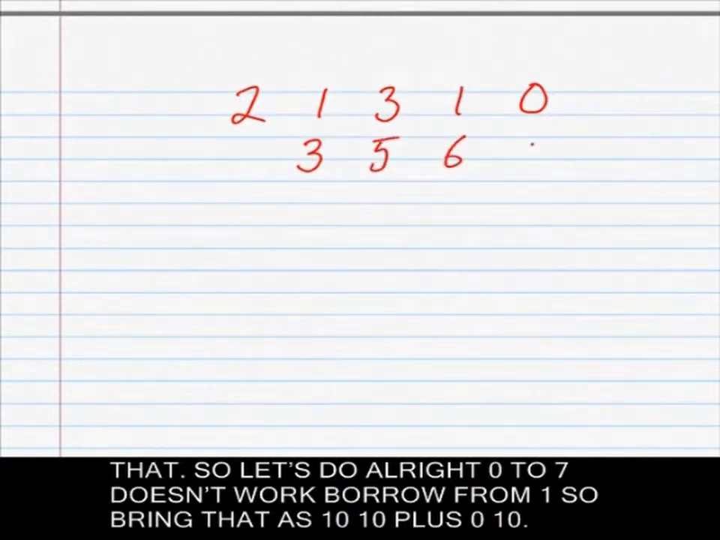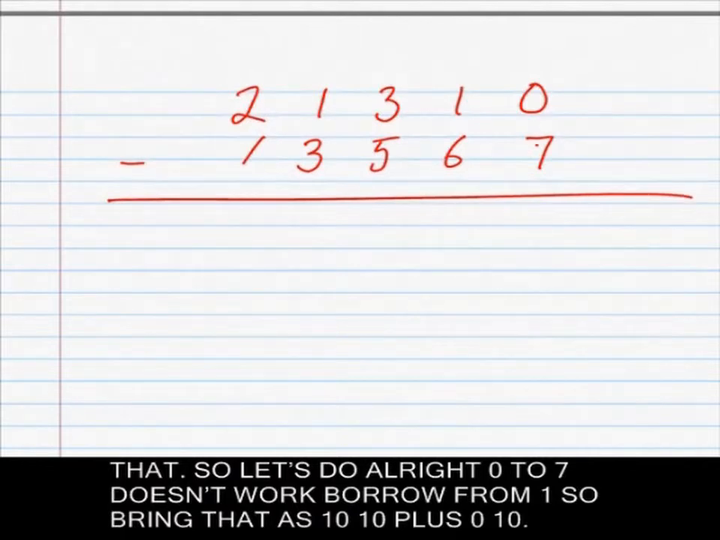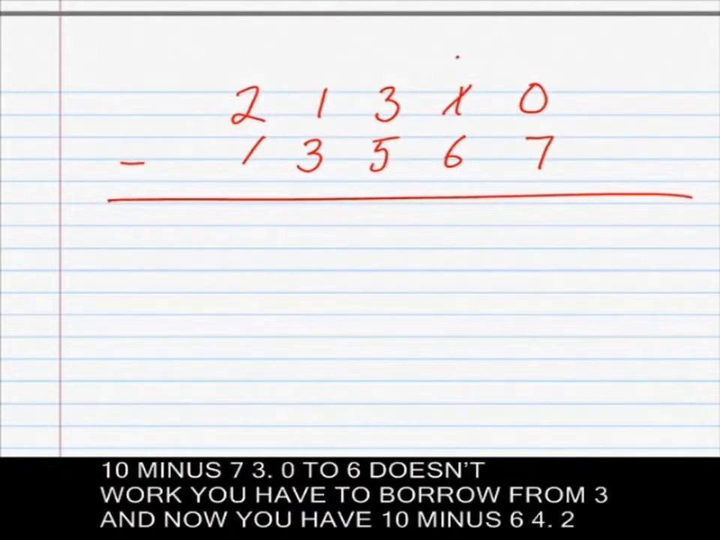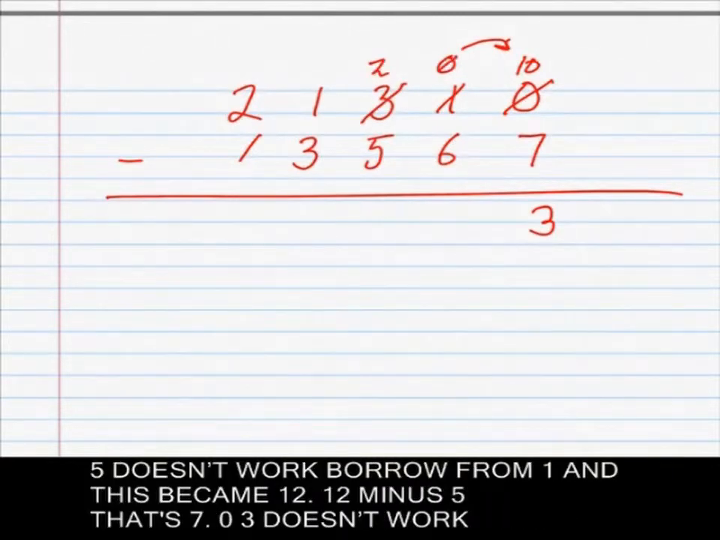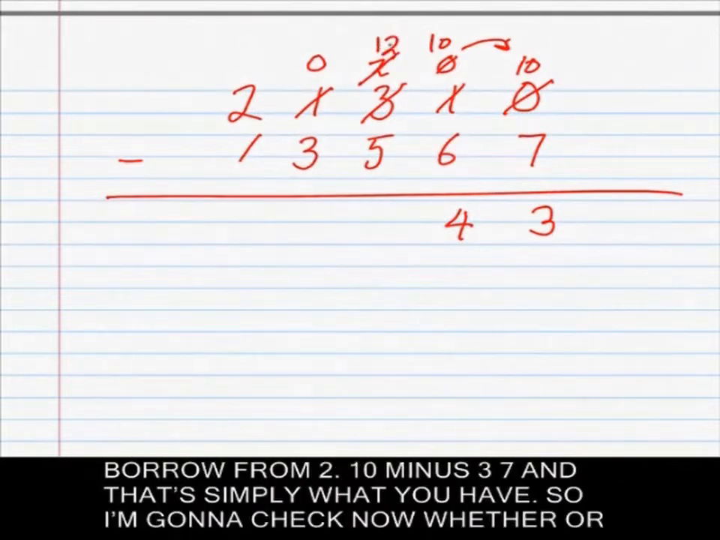0 minus 7 doesn't work. Borrow from 1. So bring that as 10. 10 plus 0, 10. 10 minus 7, 3. 0 minus 6 doesn't work. You have to borrow from 3. And now you have 10 minus 6, 4. 2 minus 5 doesn't work. Borrow from 1. And this became 12. 12 minus 5, that's 7. 0 minus 3 doesn't work. Borrow from 2. 10 minus 3 is 7, and that's simply what you have.